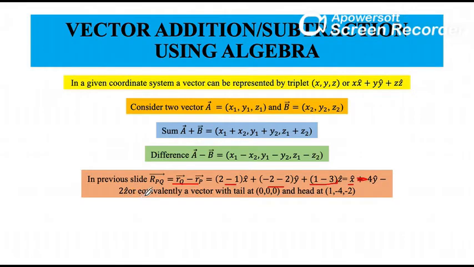Which can equivalently be represented as a vector whose tail is at the origin and whose head is at 1, -4 and -2. This is how you are going to subtract or add vectors in a coordinate system. Now you don't have to bring one vector onto another vector and then add them. So this is going to simplify our work.